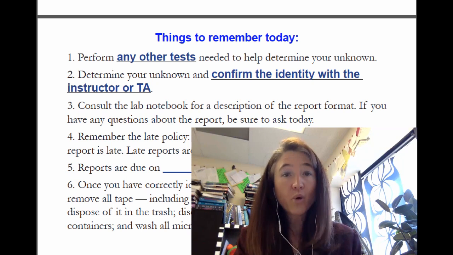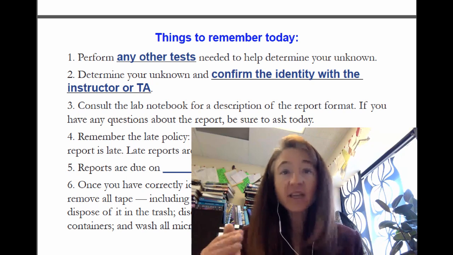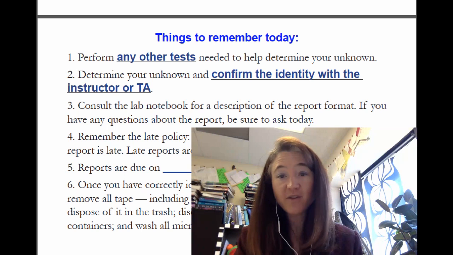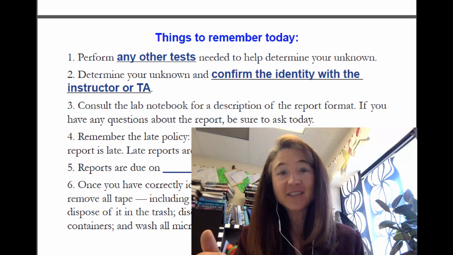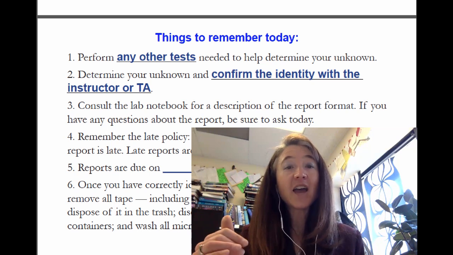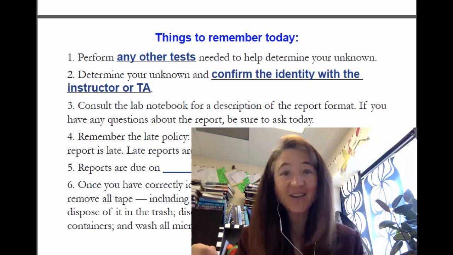Please do get your report done. Your TAs will specifically instruct you as to the due date for that report. Please remember that you can use your late coupon. But if you don't use your late coupon, remember that we do deduct for every day that it is late. So please look to your TAs to give you specifics on all of the due dates. And I hope you are so jazzed to ID your unknown today and rock your TA's worlds.